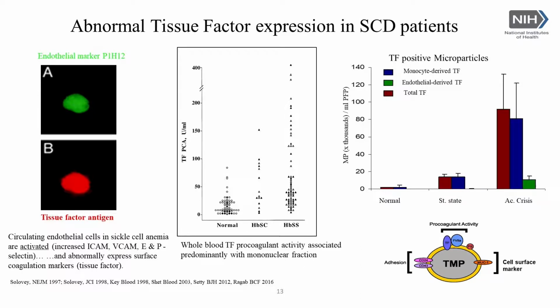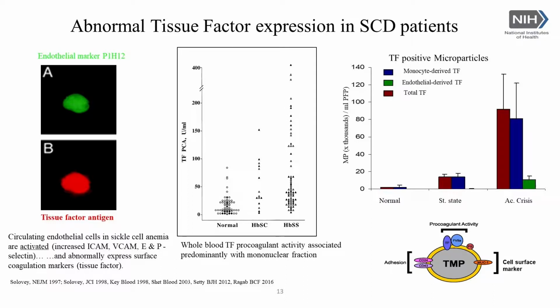Multiple papers have also subsequently shown that there is elevated tissue factor on the endothelial cells of sickle cell disease patients. Seti's work has suggested that intravascular hemoglobin may be responsible for this phenomenon. If you look at the middle panel, you can see that whole blood tissue factor procoagulant activity is elevated in SC patients and SS patients compared with normal race-matched controls.